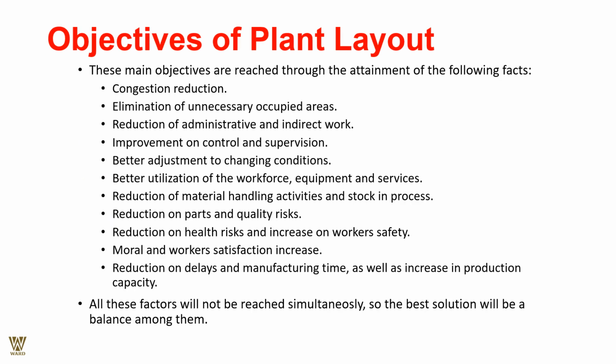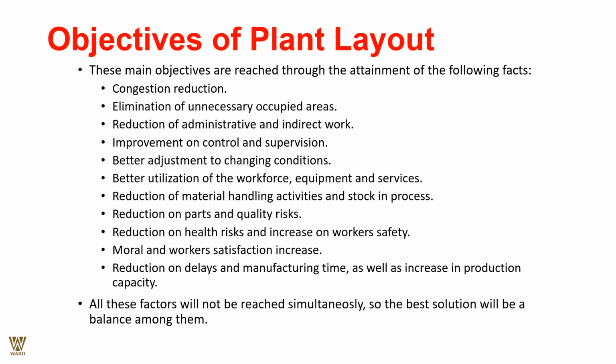The objective of plant layout: the main objective is to reduce congestion. The main objective is to reduce the interference of work because of the flow of the people and so on and so forth. So, how do we reduce congestion? Number one is to keep the areas clean, eliminate the unnecessarily occupied areas, probably reducing the administrative and indirect workflow. So, the workflow should be seamless and very smooth.